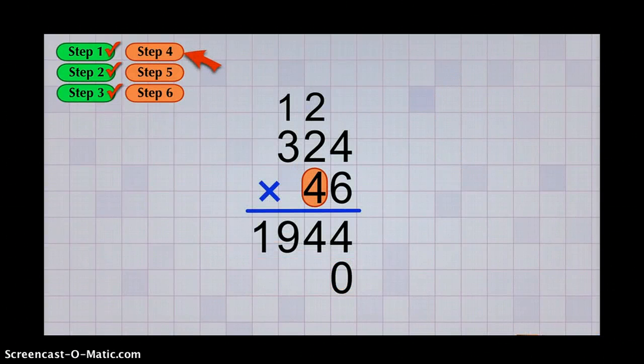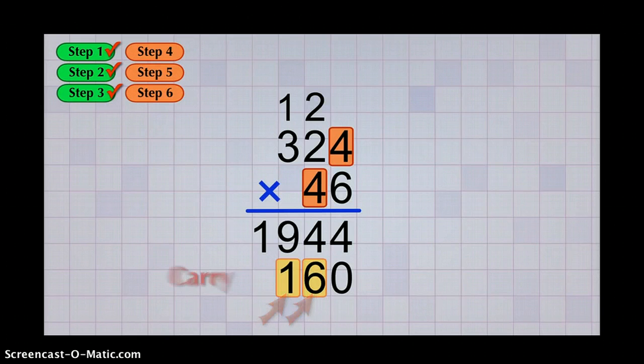Let's do the first step of our second bottom digit. We multiply that digit, 4, by the ones place digit of the top number, which is also a 4. 4 times 4 gives us 16, and that goes in our second answer line, right next to the extra 0 we put there. Now remember, because 16 is a 2-digit answer, we have to carry.